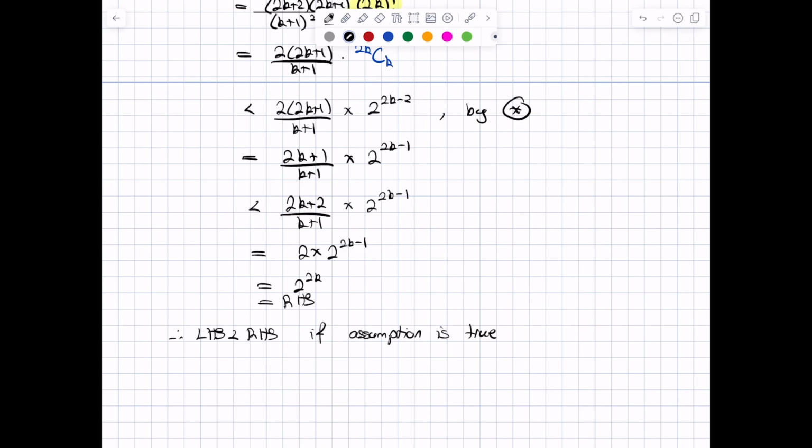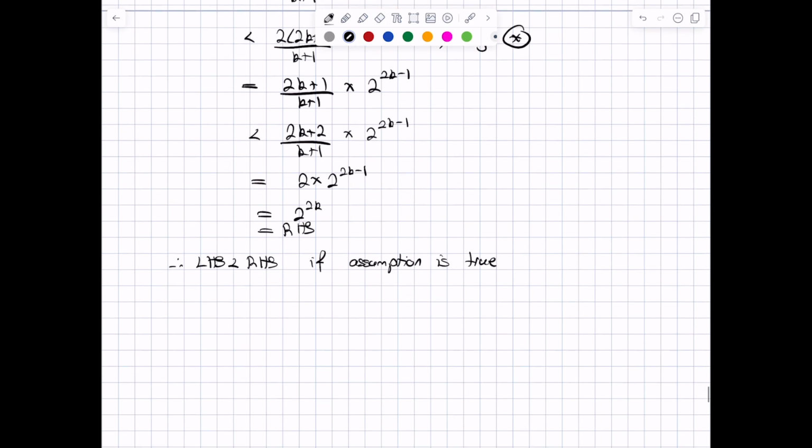And so therefore, by the principle of mathematical induction, I'll just abbreviate to MI, the statement is true for n greater than or equal to 5. And that is the end of part B.